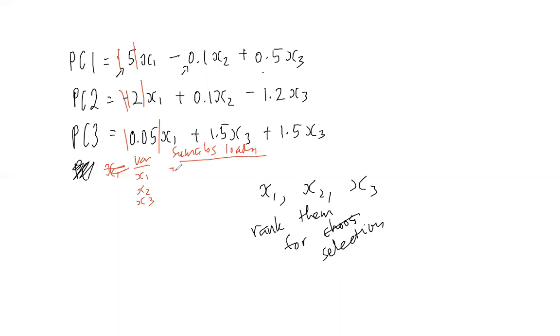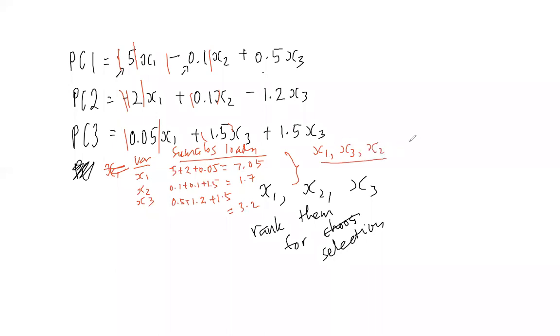So here it will be 5 plus 2 plus 0.05, so that will be 7.05. For this one, you take the absolute, it will be 0.1 plus 0.1 plus 1.5, that will be 1.7. And this one, it will be 0.5 plus 1.2 plus 1.5, so this will be 3.2. So therefore, if you rank the variables, the first one is most important, the second one is X3, the third one is X2.